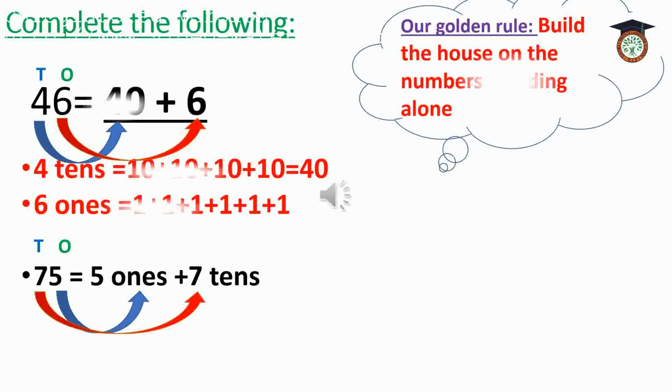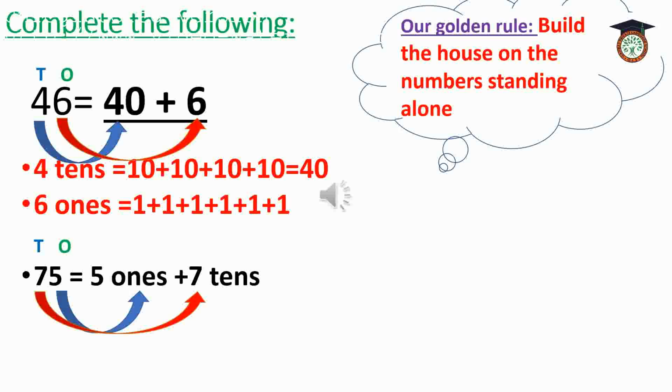Look at number 46. 46 equals what? Don't forget, we have to use our golden rule, which is building the house. So we have to build the house on the number. Tens on the left, ones on the right.